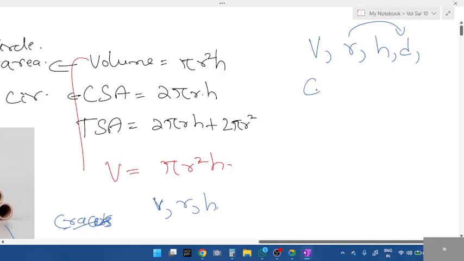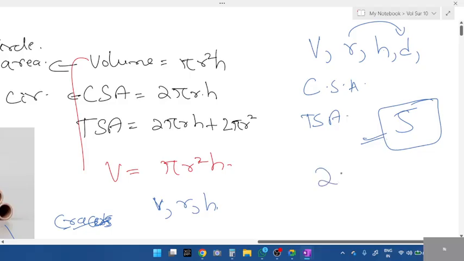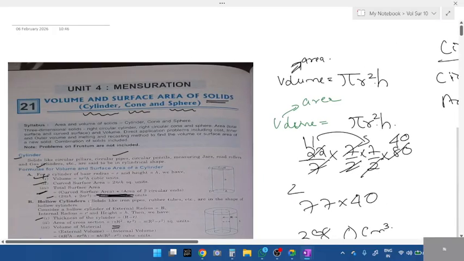Next, curved surface area. They'll give you the CSA value, curved surface area, total surface area. 1, 2, 3, 4, 5. There are 5 variables, students. 5 variables, 5 types of questions can be asked. 2 is constant, pi is also constant. Pi is 22 by 7. So no questions will be asked about those. 5 variables, 5 types of questions.